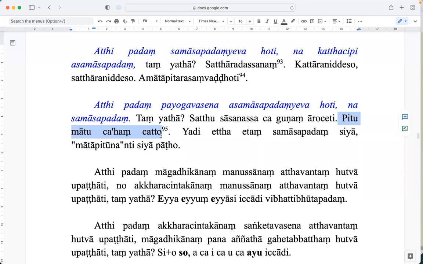So B2, I am, so abandoned by father and mother. So that is here, zero explanation. Yadi ita edan samasa barandiya. So if it will be compound here, so the word should be Mada bitu nansi, Mada bitu nandi siya bato.